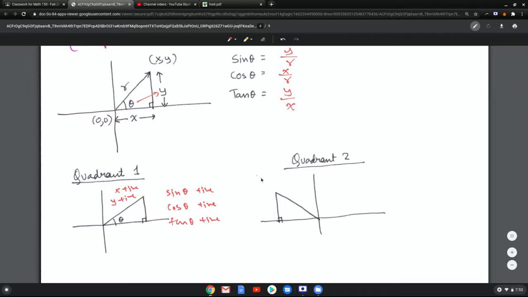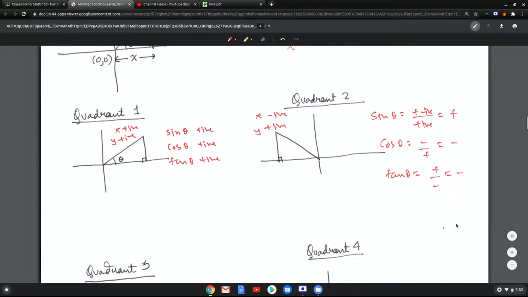But if you go to quadrant 2, now x is negative and y is positive, which means sine theta, which is positive over positive, is positive. Cosine theta is negative over positive, so it's negative. And tangent theta is positive over negative, which is negative. So what we have here is sine positive, cosine positive, tangent positive in quadrant 1, and sine positive, cosine negative, tangent negative in quadrant 2.